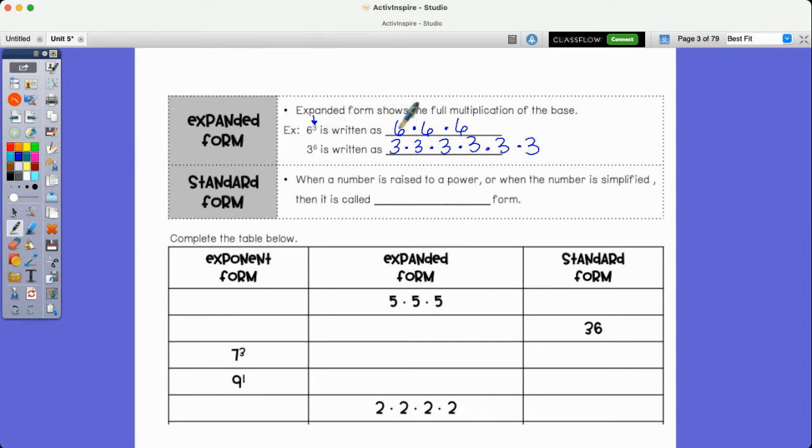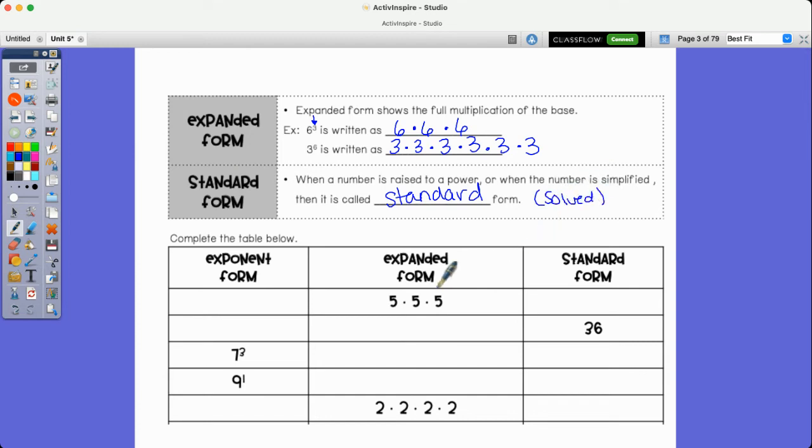Okay, how about 3 to the 6th power? Well, that would be 3 times 3 times 3 times 3 times 3 times 3, which is actually 729. It is not 18. Would you rather have $729 or $18? Let's think about this. And then standard form, when a number is raised to the power or the number is simplified, it is called standard form. So this is like your solved form.